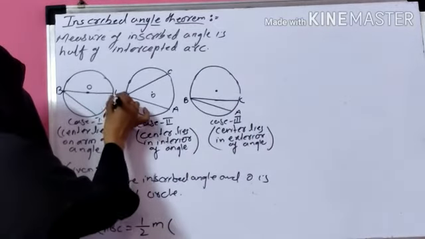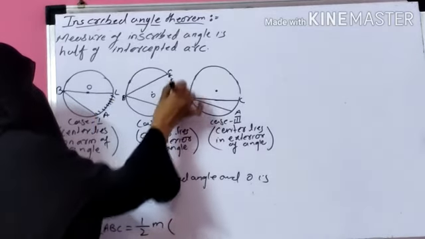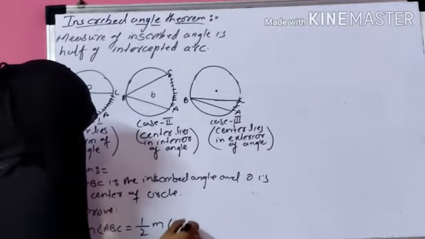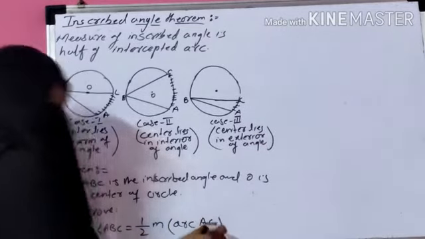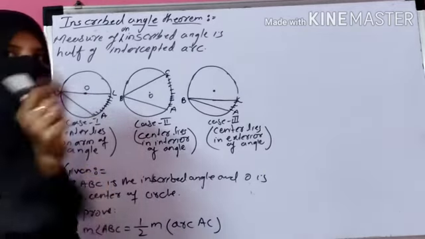This arc is called the intercepted arc. So half of the measure of arc AC. We have to prove that the measure of the inscribed angle is half of the intercepted arc.